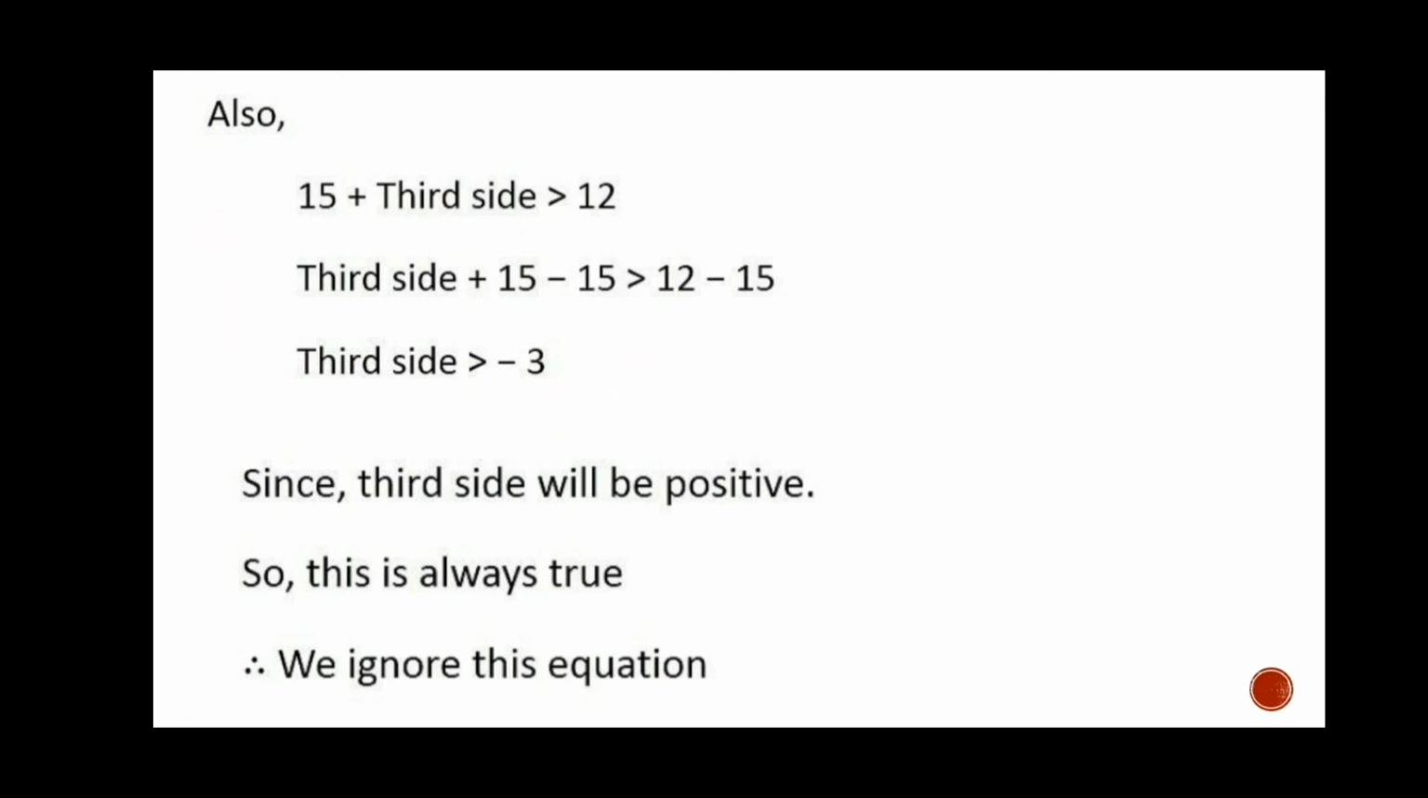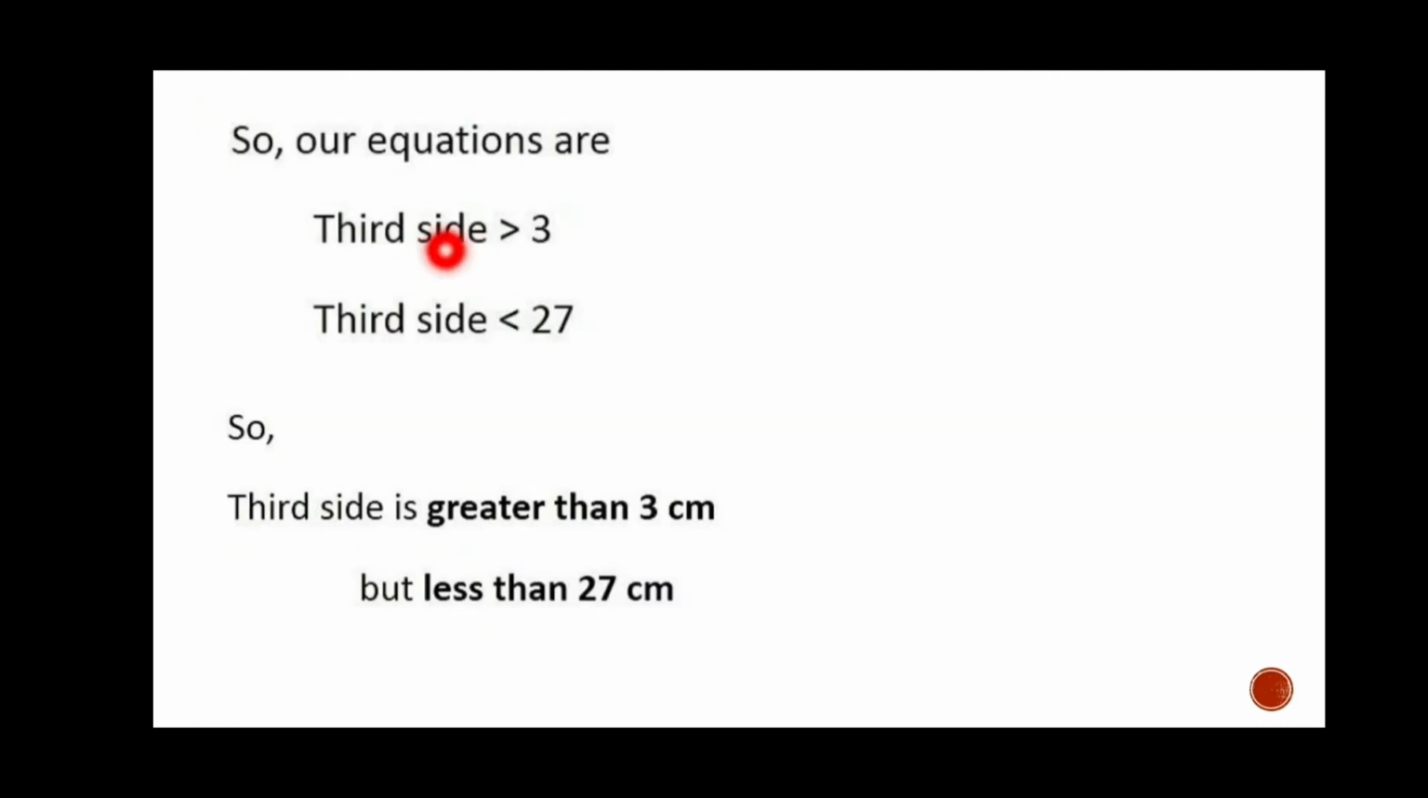We will consider only the two equations which we found before this: the third side will be greater than 3 and the third side will be less than 27. So what two values have we got? 3 and 27. So the value of the third side will be in between 3 and 27. It can be any value between these two values, right? So the third side is greater than 3 centimeter but less than 27 centimeter.